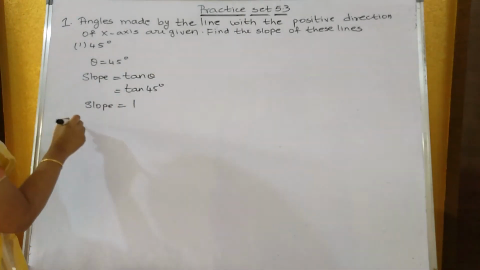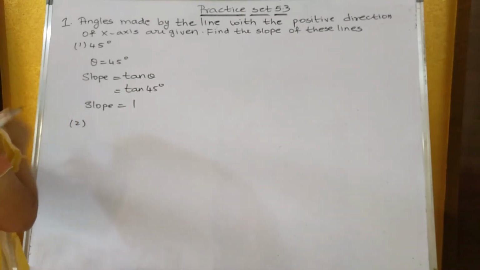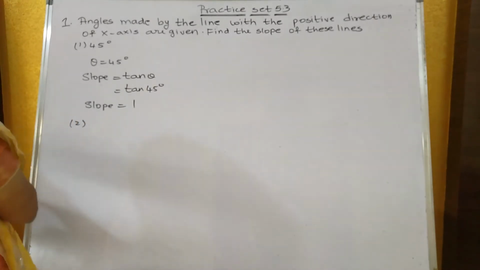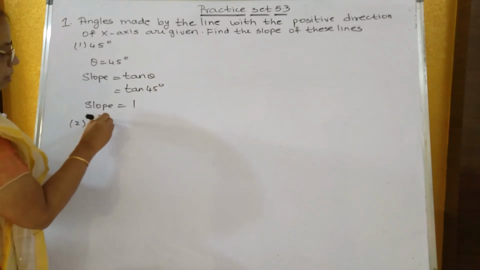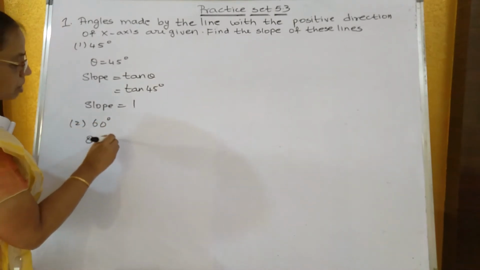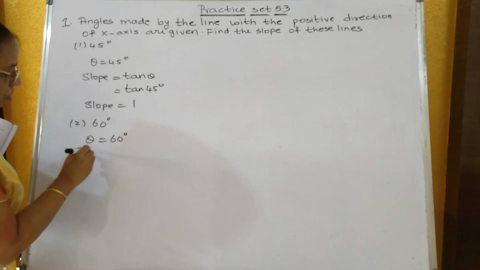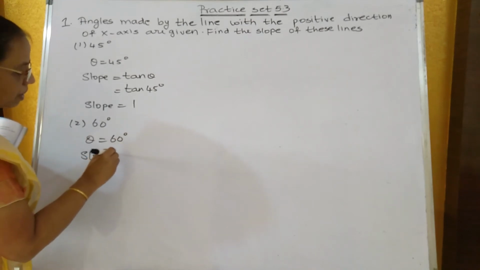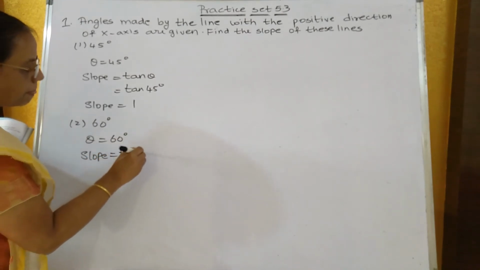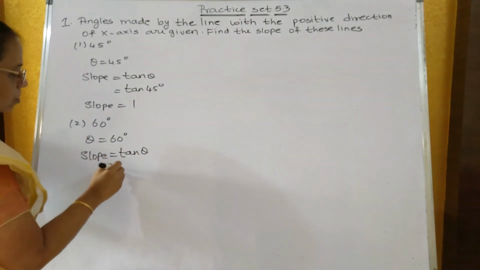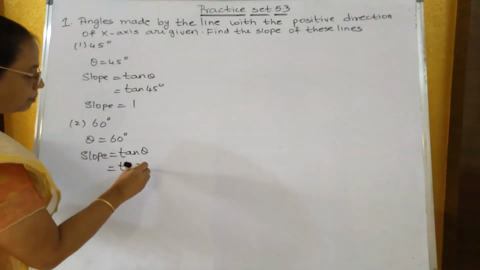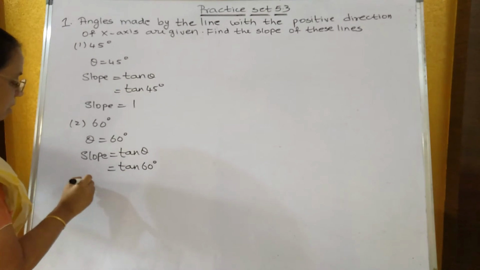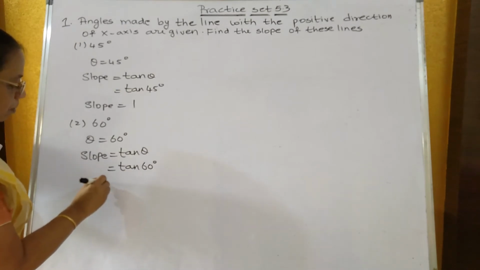Now the second one, it is given 60 degrees. Theta is equal to 60 degrees. Slope is equal to tan theta, so that is tan 60 degrees. And the value of tan 60 degrees is root 3. So slope is equal to root 3.